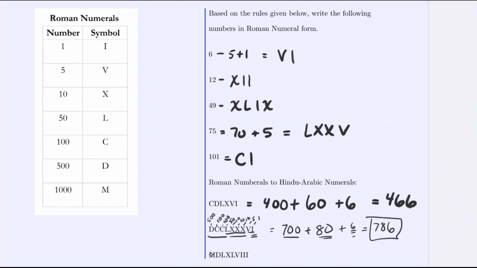Now for this next one, I see I've got 1,000. The D represents 500. The L represents 50. The X represents 10. The L represents 50. And then 5, 1, 1, 1. Now, as we see this, we've got the first two, the M and the D, represent 1,000 plus 500. That would be 1,500. And then continuing, we've got 50.